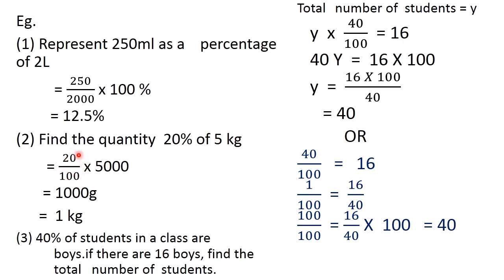20 over 100, 20% of this 5 kilograms means 5000 grams. Then you can cancel 20, 50 to 20. 1000 grams equals 1 kilogram.